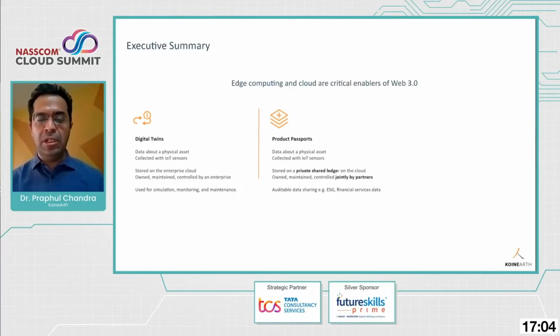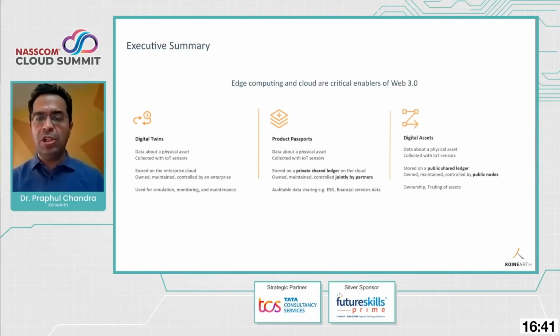For example, if you are building a financial services or a risk model based on data from multiple enterprises, then such financial services models require a shared ledger. Before I move to the examples to make this real for you, let me also talk about where we see this going. The next stage in the journey of product passports are what we call digital assets, right?